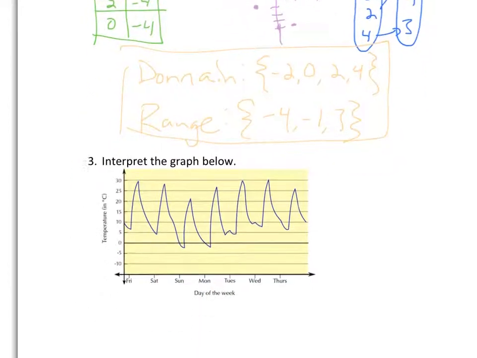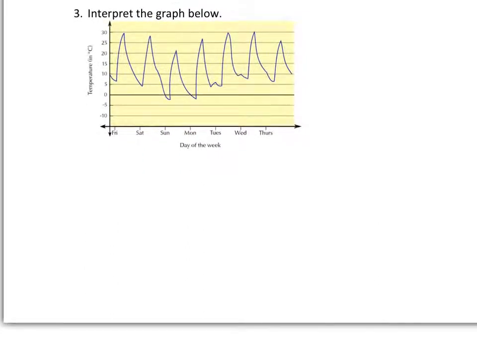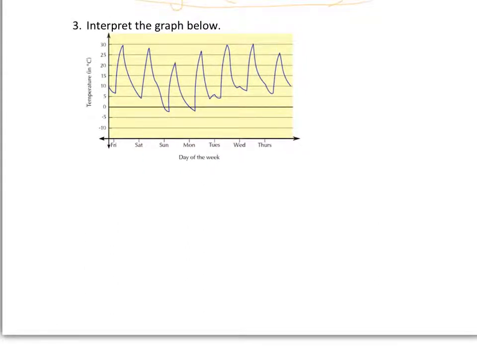And number 3, we're going to interpret this graph. We're just going to take a look at it and explain a little bit about what's going on in this graph. So we know that we're working with days of the week as our independent variable. So time is probably a better way to put that. And the temperature is going to be our dependent variable, right? Because the independent variable is the x's and the dependent variable is the y's.